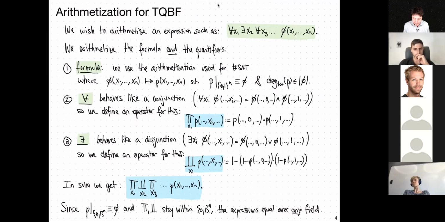Yeah, well, once you have applied, let's say you have applied this operator to this polynomial, now you have produced this other polynomial. Let's call this polynomial P prime.